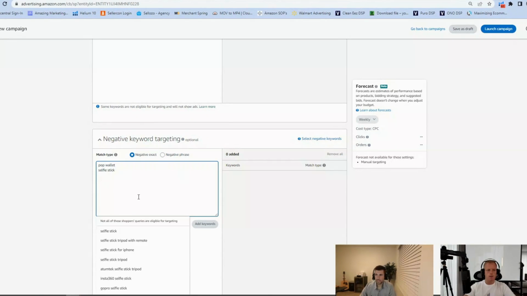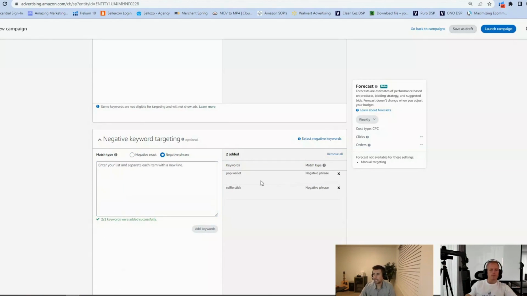So other things that actually pop up that we know we don't want it to, we can put the negative phrase so that if at any time Pop Wallet is in there at all, remember how we talked about sequences, the Pop Wallet phrase, if that is ever in there at all, it will not show up. Or you could even do it as exact, where it's just that exact term.